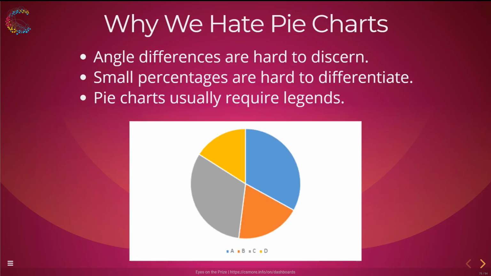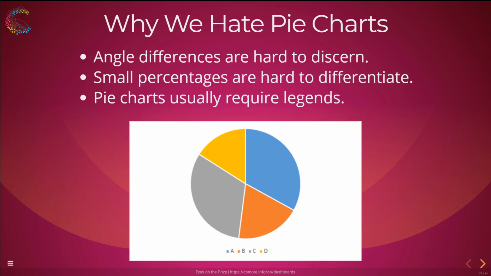See, here's why we hate pie charts. First, angle differences are really hard to discern. If you look at this chart and I ask you, which is bigger, A or C? Which is bigger, B or D? It's hard to tell because our eyes are not very good at comparing angles. Small percentages are really hard to tell apart. You may see a chart where you've got several people at 1%, 2%. I can't tell the difference between them, and they're all just crammed together, so you have all these lines coming out from it. It's just ugly.